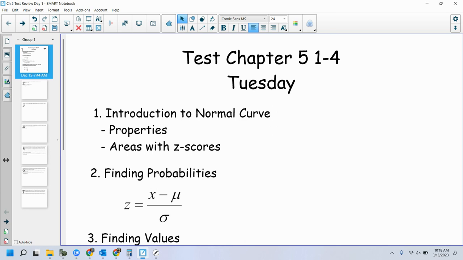So the Chapter 5 test, which is tomorrow, just covers sections 1 through 4. I just wanted to outline the things that you'll need to do in there, and then I'll go through the review.